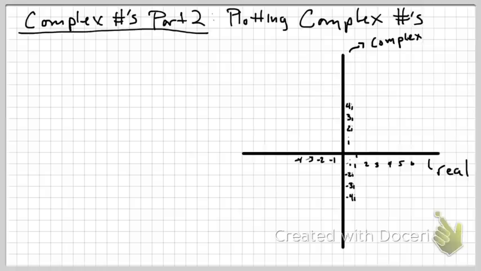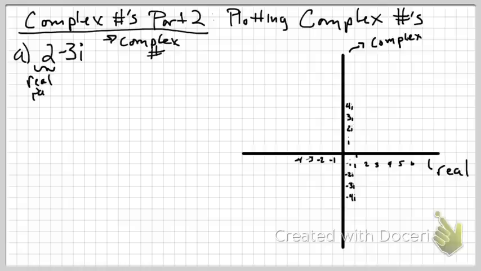So plotting complex numbers on the complex plane is as simple as plotting regular numbers on our Cartesian coordinate plane. Let's do a couple of examples. Part A, if I have 2 minus 3i, this is a complex number, and complex numbers have different parts. The first part here is the real part because it's just a real number. However, the part over here is called the imaginary part, because it's got the imaginary unit attached.